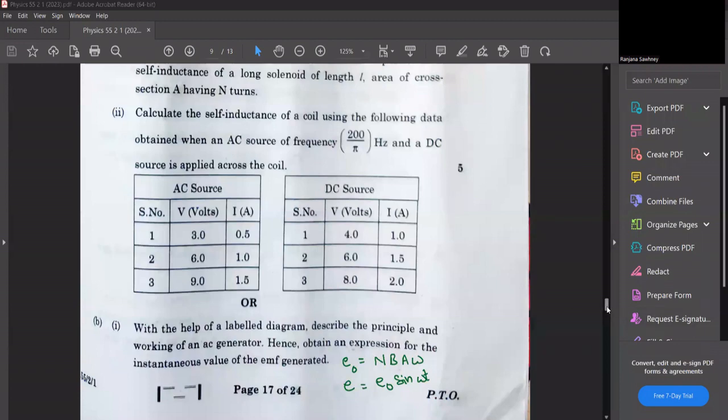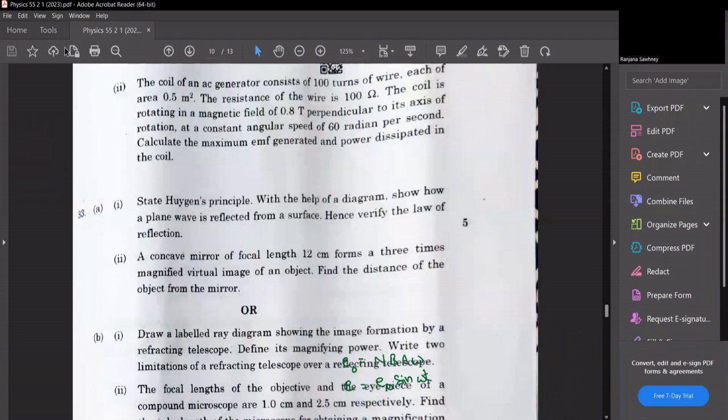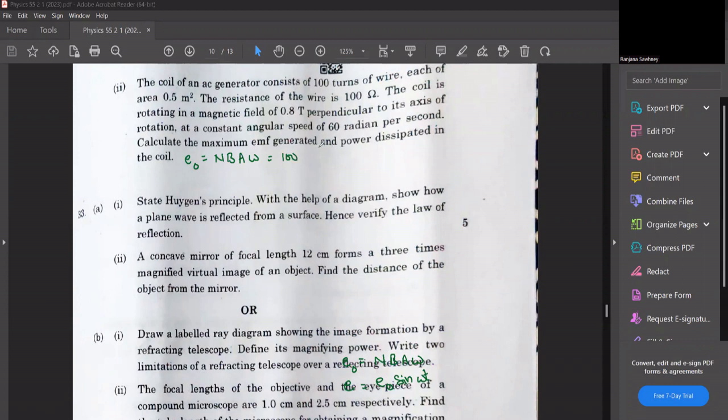Okay, so in this choice question, the second part is the coil of generator, all these values are given. You have to find out the maximum EMF. Maximum EMF we derive is equal to NBA omega. All these values are given. Only you have to substitute. N here is number of turns, 100. Magnetic field is 0.8. Cross-sectional area is 0.5. And omega is 60 radian per second. So this comes out to be 2400 volt.